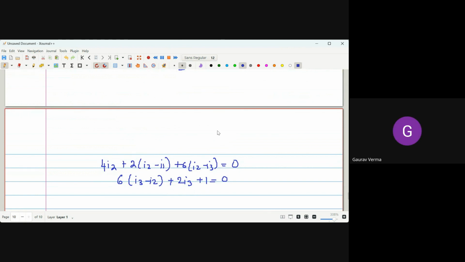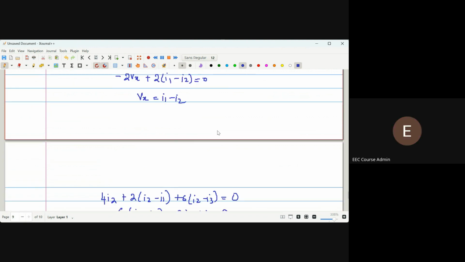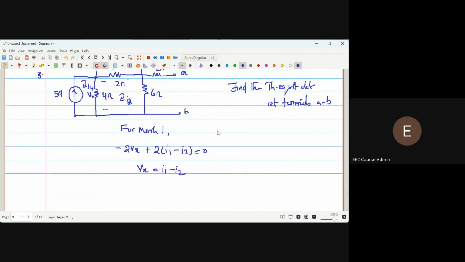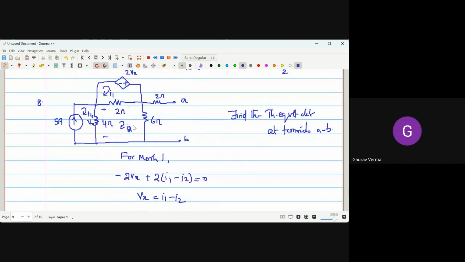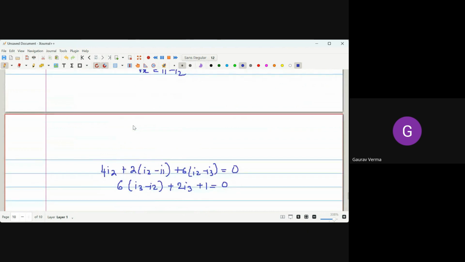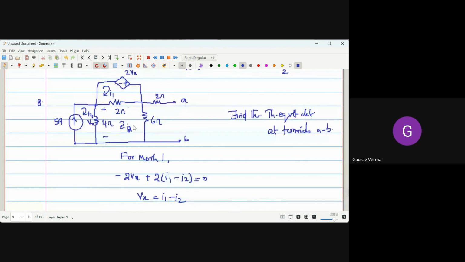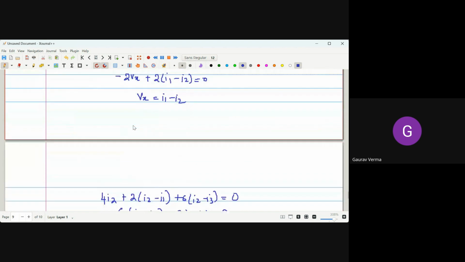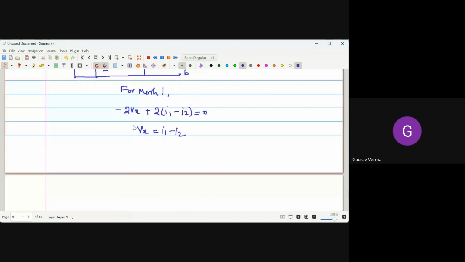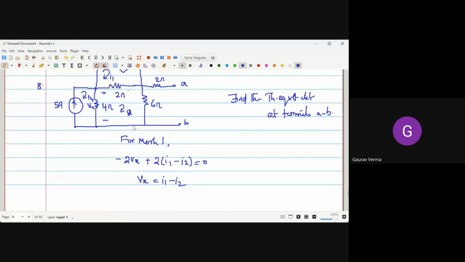Ma'am, this is for mesh 3, right? This equation? These are for mesh 2 and 3. Mesh 1 is here. Mesh 2 is 4I2. In mesh 2, the 4 ohm resistance will have two currents flowing through it, right? I2 and I3. You have a resistance in parallel to the current source, correct?